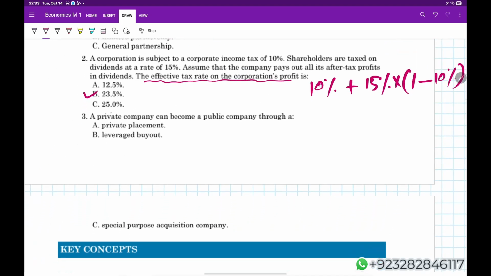A private company can become public through private placement. No, this kind of way we haven't studied. This is not the way, because private placement is how we can invest money in private companies. Leveraged buyout is the opposite of this. We use this strategy to convert a public listed company into a private one. But here we are talking about how a private company can become public. We discussed this earlier.